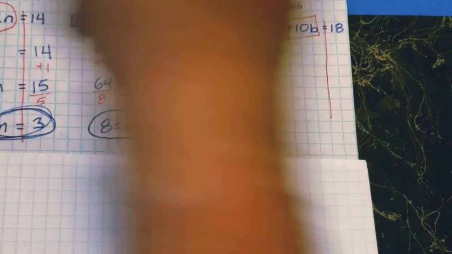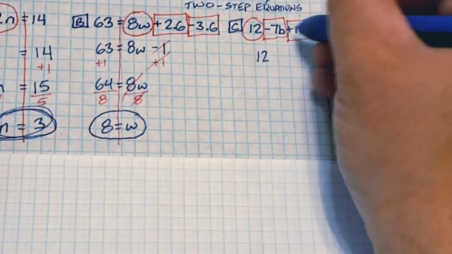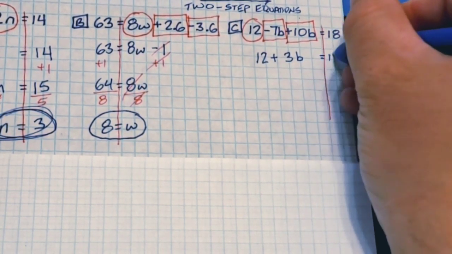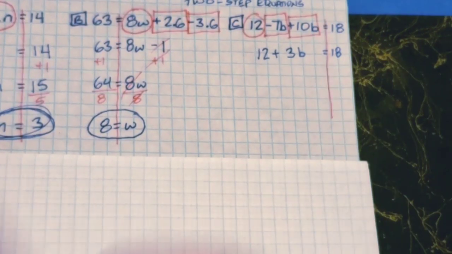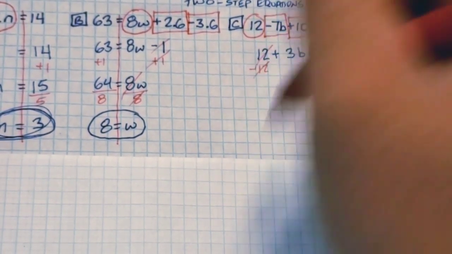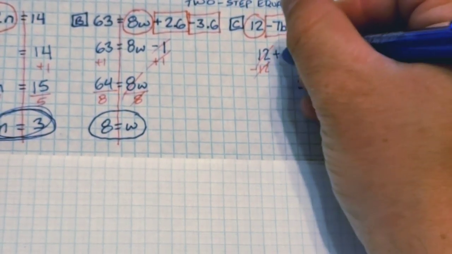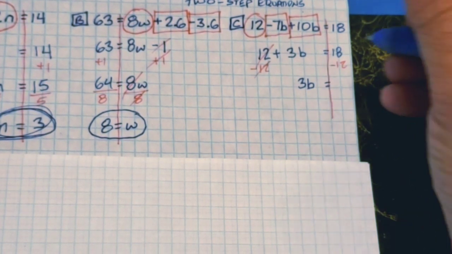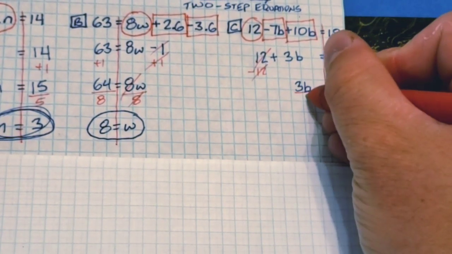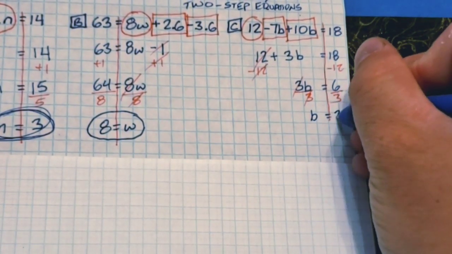So we're going to bring the 12 down since it didn't have anything to go with. Negative 7b plus 10b, negative 7 plus 10 is positive 3b equals 18. All right, two-step equation. We got this. We'll subtract 12 from both sides. That leaves positive 3b, so you don't have to bring down the plus sign since it's positive. But if it was a minus 3b, we'd have to bring down the negative. 18 minus 12 is 6. We're going to divide both sides by 3, which leaves b equals 2.